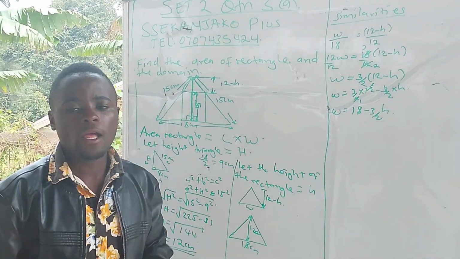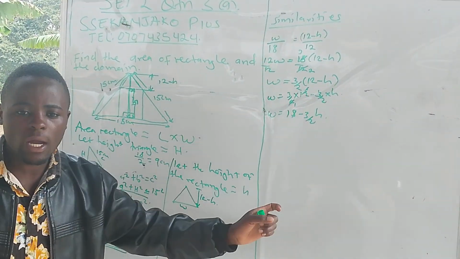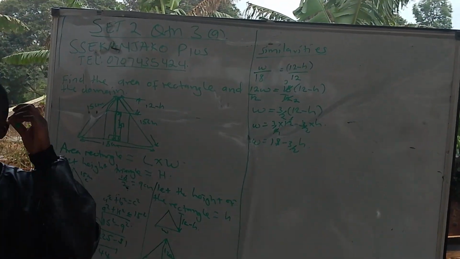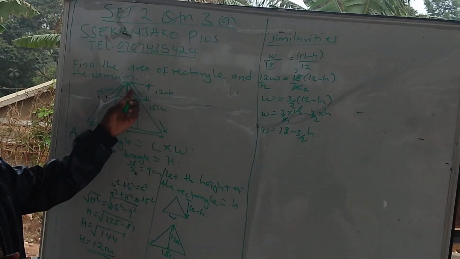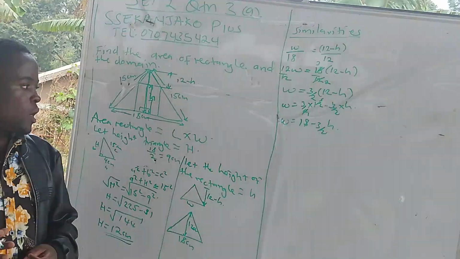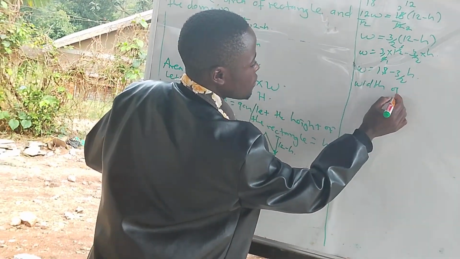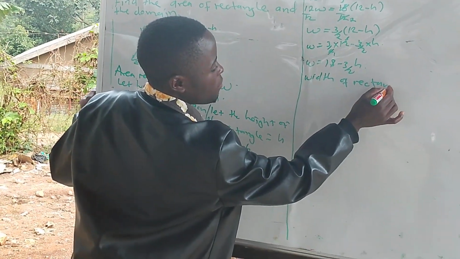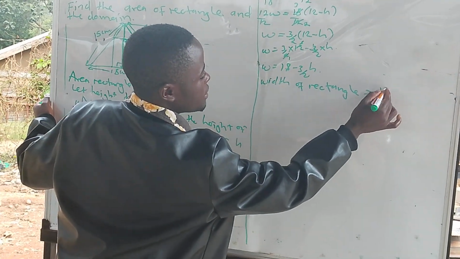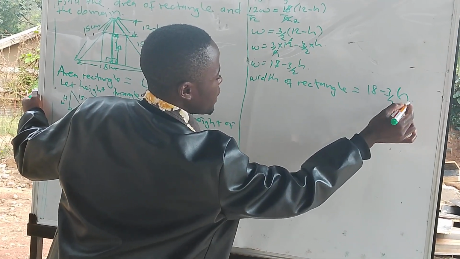So that is the width of the smaller triangle. This width of the small triangle is also the width of the rectangle. It is the width of this small triangle, and at the same time it is the width of the rectangle. So the width of my rectangle is 18 minus 3 over 2 h.